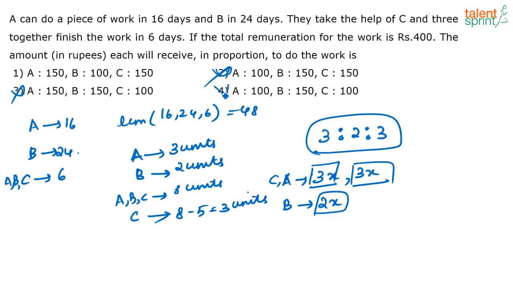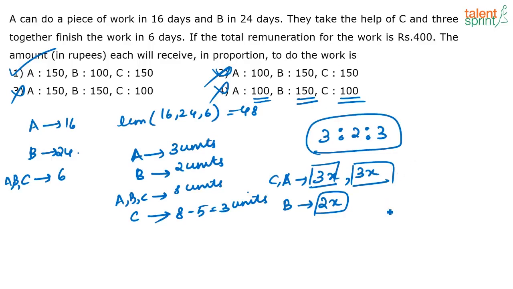So again you can eliminate this option because here B is getting more and A and C are getting less. Or you can just check whether these numbers are in the ratio 3:2:3. That can also be done. These 2 options you can directly eliminate. When it comes to the other options, you can just check if the remunerations are in the ratio 3:2:3. This is the only option which satisfies that, so you can directly take that as the answer.